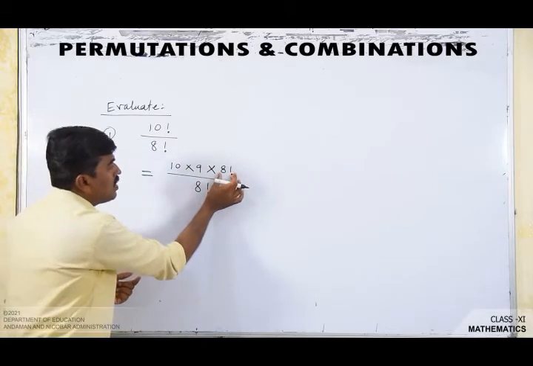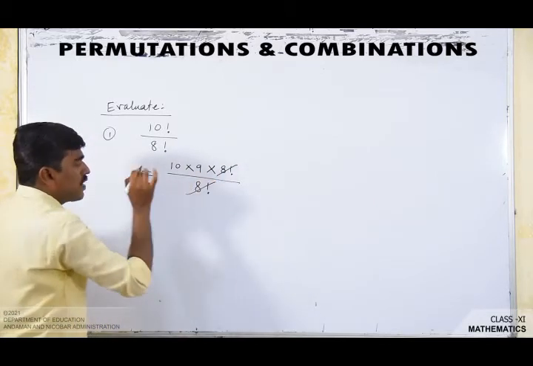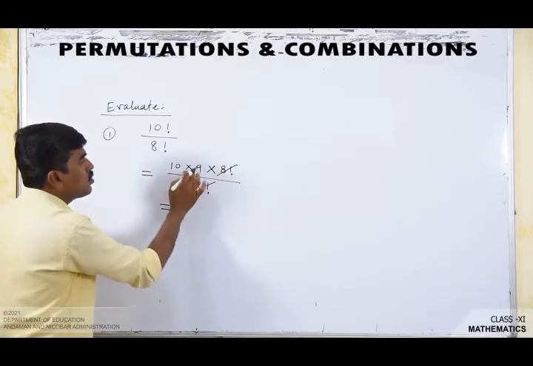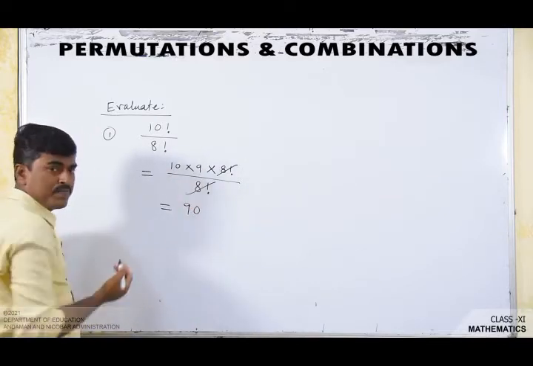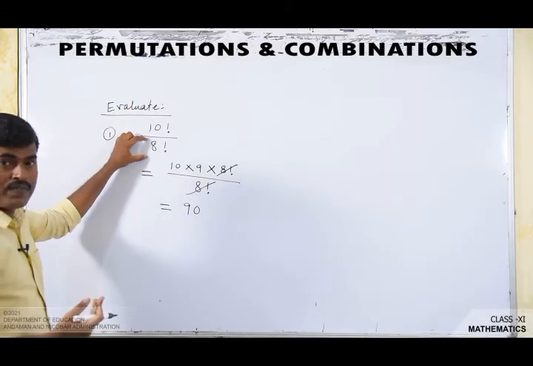So if 8 factorial is divided by 8 factorial, then it is 1. So we can cancel this 8 factorial. Now it is 10 into 9, so it is 90, very simple. So no need to find the value of 10 factorial, then find the value of 8 factorial.